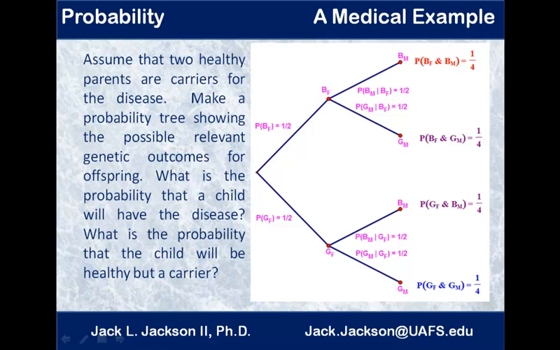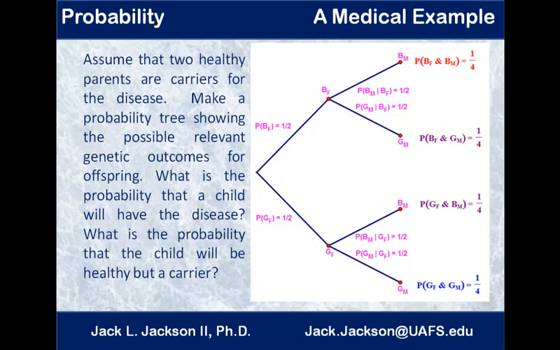We have 4 equally likely outcomes: bad-bad, bad-good, good-bad, and good-good for the genetic makeup for this particular disease. So 1 out of 4 will be good-good. That means the person is healthy, at least in terms of this particular disease. They do not have it, and not only do they not have it, they don't have a bad gene at all, so there's no way they can pass this on down the genetic line.